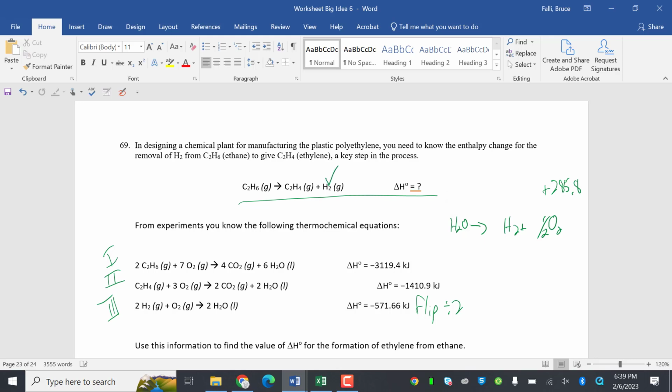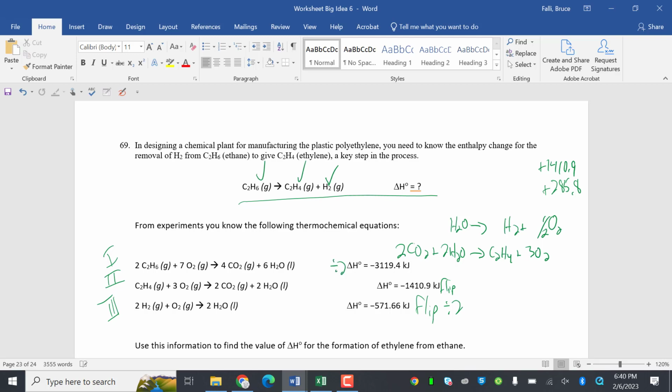And then the next one, so I've got my hydrogen done. I'll make my C2H4 next. Here's C2H4. I want 1 of them, so I have to flip this bad boy. So I'm going to have 2 CO2 plus 2 H2O yields C2H4, what I'm looking for, plus 3 O2s. And when I flipped it, its sign is going to change. That's positive 1410.9.